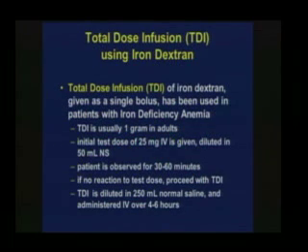Total dose iron dextran infusion means that you give the full 1,000 milligrams as a single dose. It's been used to treat patients with iron deficiency anemia and CKD. As I said, the TDI is 1 gram. You give an initial test dose of 25 milligrams, usually diluted in 50 ml of normal saline, over about 15 to 20 minutes. The patient is observed for the following 30 to 60 minutes to watch for side effects. If there's no reaction observed, you proceed with the total body dose. You give the TDI diluted in 250 ml of saline over 4 to 6 hours. That's how we do it at the VA.